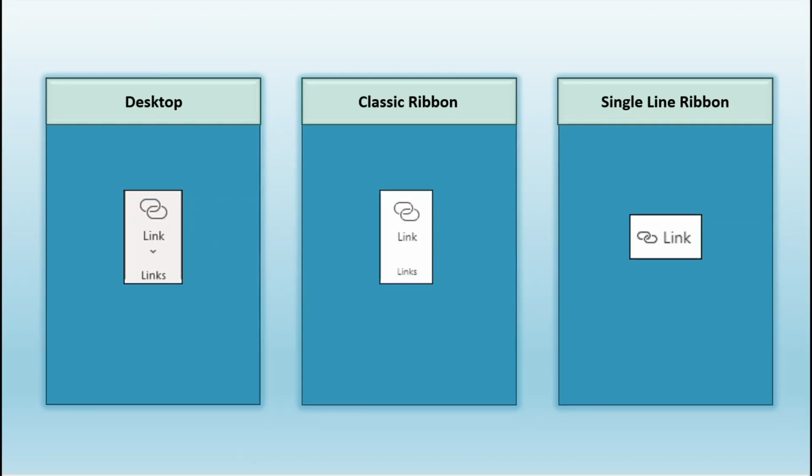When you work in Excel, you can also add links. You'll notice there is a drop down for the desktop version that is not there for the classic or single line ribbon, but you can add hyperlinks so that you can click on a cell in your spreadsheet and it will take you to another place within the spreadsheet, to another workbook, to another document within your network, or to a website. Links can be very helpful.